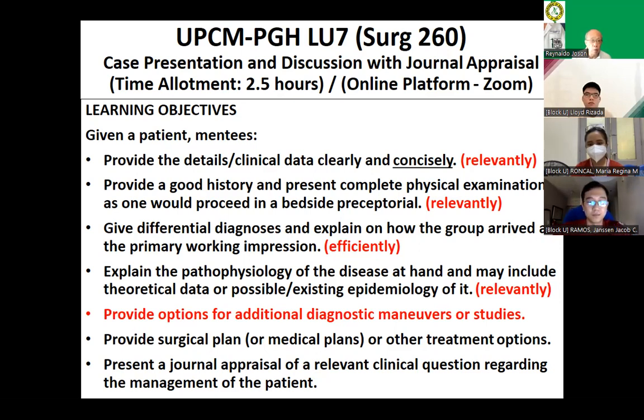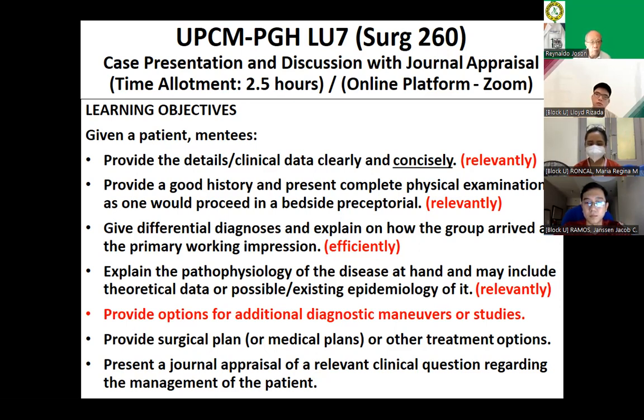And then number two is provide a good history and present complete physical examination as one would proceed in a bedside preceptorial. Again, emphasis will be on the relevant data on history and physical exam. And then number three, give differential diagnosis and explain how the group arrived at the primary working diagnosis. Primary means the primary diagnosis or impression. And do it as efficiently as possible.